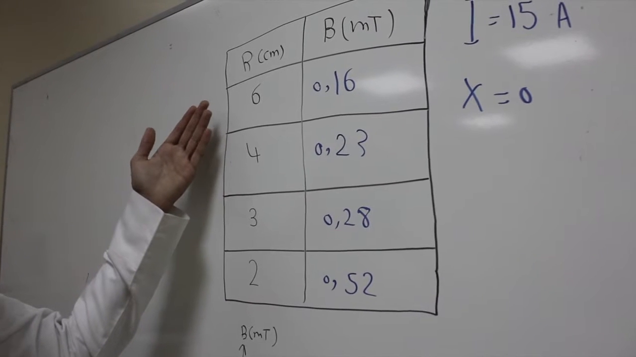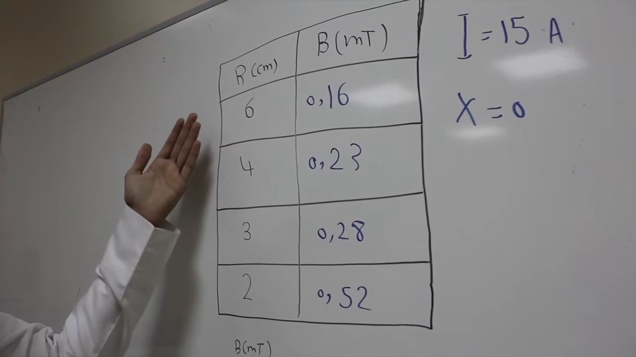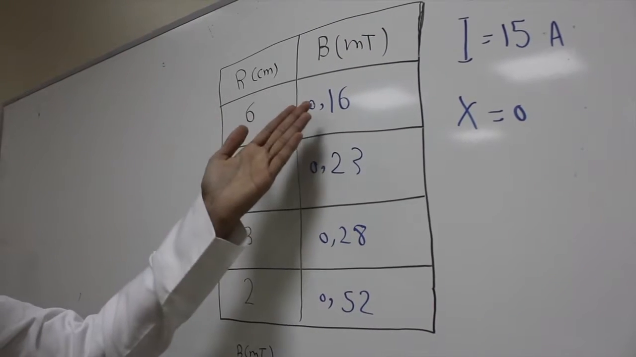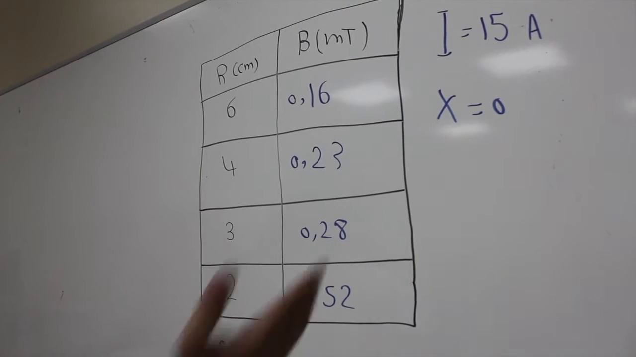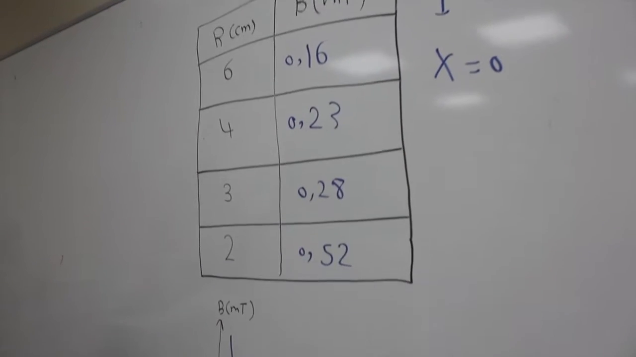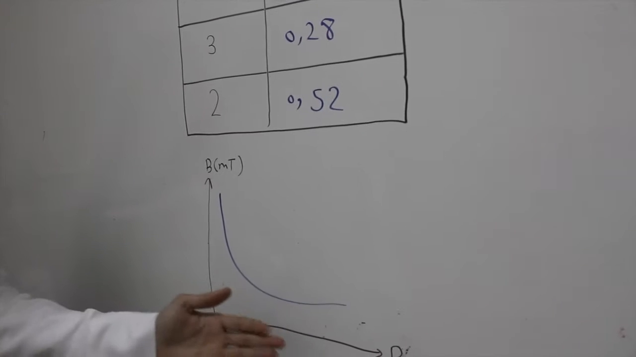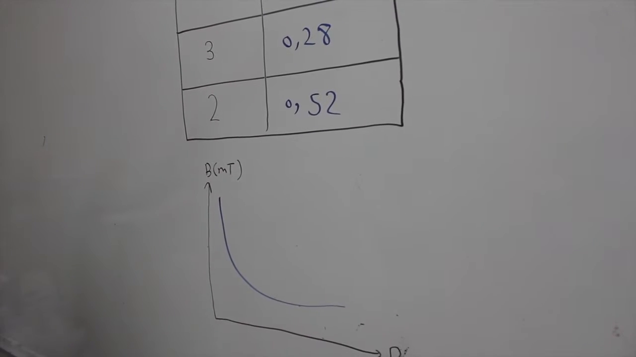This is the table showing the relation between radius and the magnetic field, and we make this variable constant, and the relation between B and R is inversely proportional.